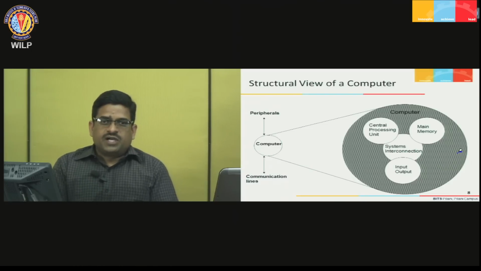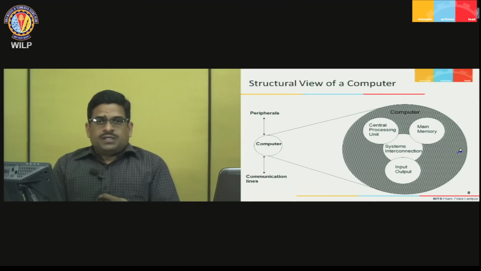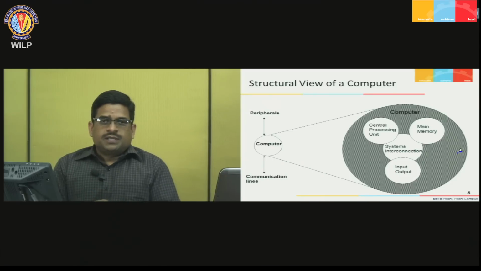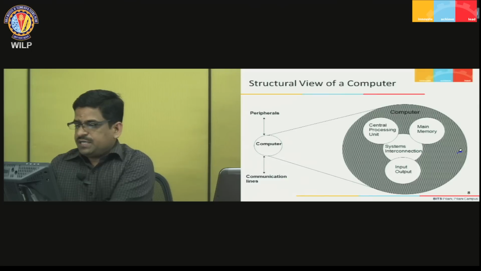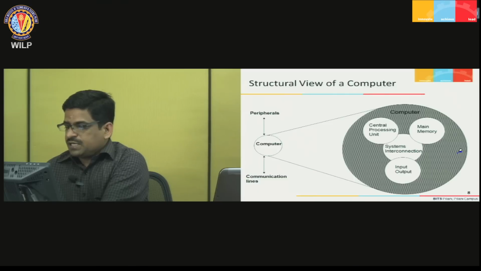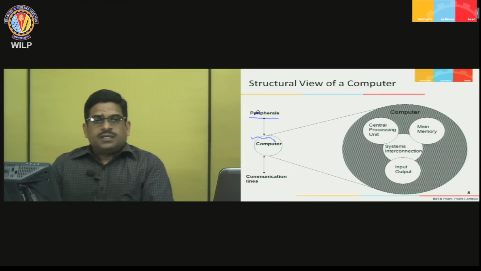After looking at the functional view of the computer, now we look at the structural view of the computer. Means what components are there. So in this you can see the computer is represented by this circle, and the peripheral devices are connected to it.